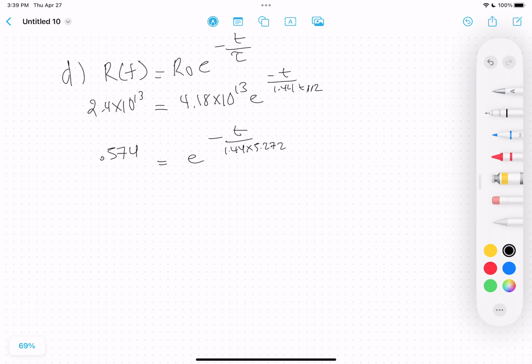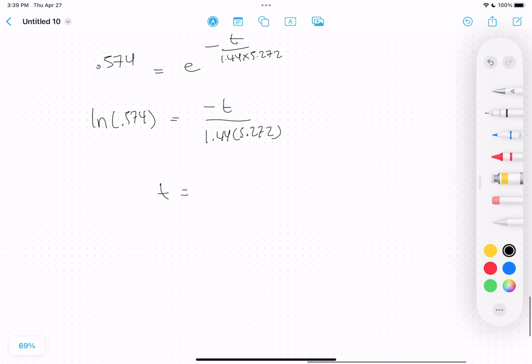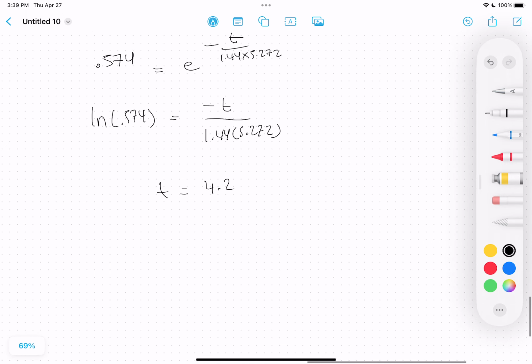And then you just take the natural log of both sides, right? By that point, the e will cancel out, so you're just left with negative t over 1.44 times 5.272. And then your t eventually is just going to be 4.2 years. That's how long it would take.